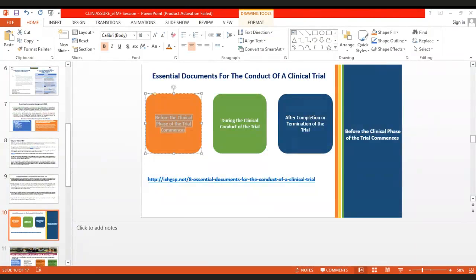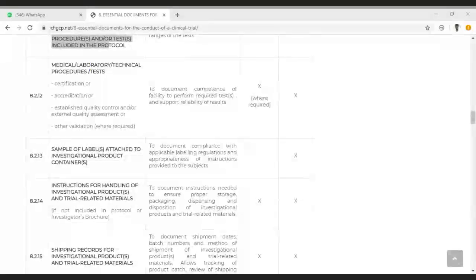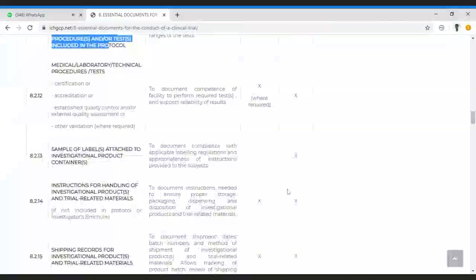Ranjan, sorry to interrupt. Your screen is not visible. Whatever you are reading, I'm not able to see on the screen. Why? My screen is already sharing, right? No, your screen is coming, but the next part that you're reading, I'm not able to see. Okay, just one minute. Let me share again. Yeah, now it's fine.